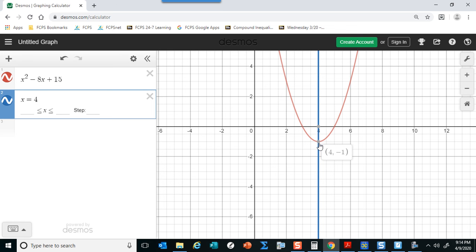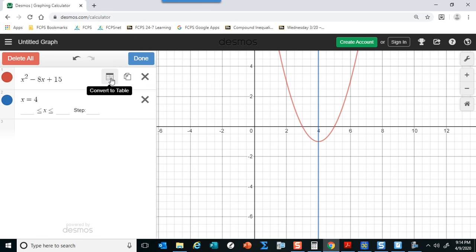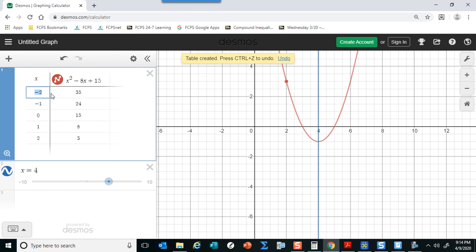Now, if we were to graph this by hand, we want 5 points. We want 2 to the left of the vertex and 2 to the right. So we need a table. So we are going to highlight our function here. We're going to edit the list, and we're going to choose Convert to Table. So by default, it's giving us 5 points. So I'm going to go to 0 and type 4. That's the turning point. That's the vertex.